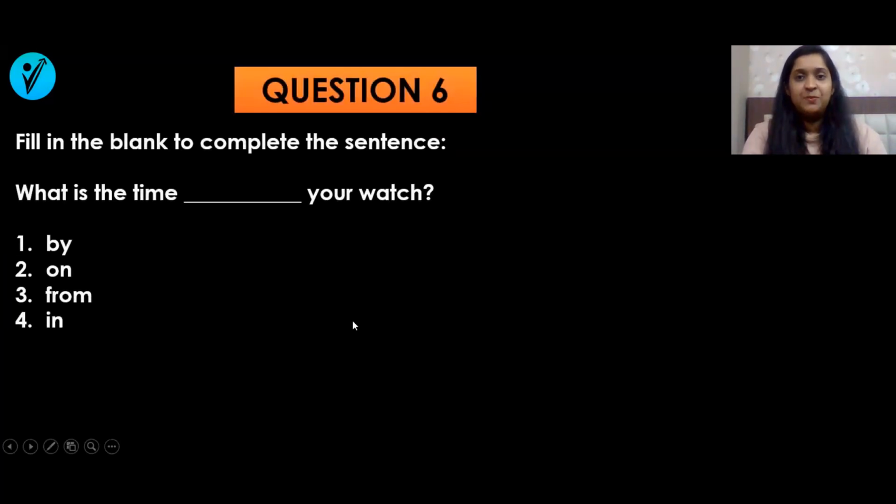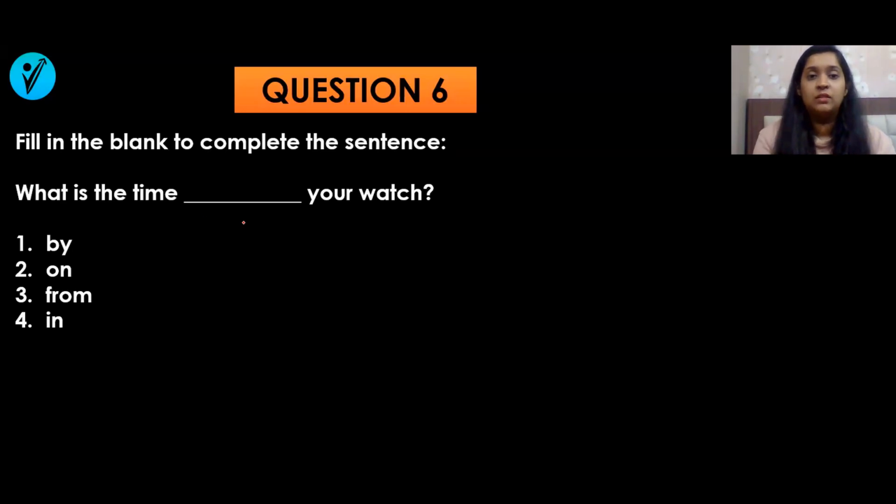All right, so this is a prepositions question, very easy, like a back to basics, back to school sort of question. What is the time blank your watch? So it will be what is the time by your watch, not on, from, or in your watch. Whenever we ask the time, we should always ask what is the time by your watch and not on, from, or in.